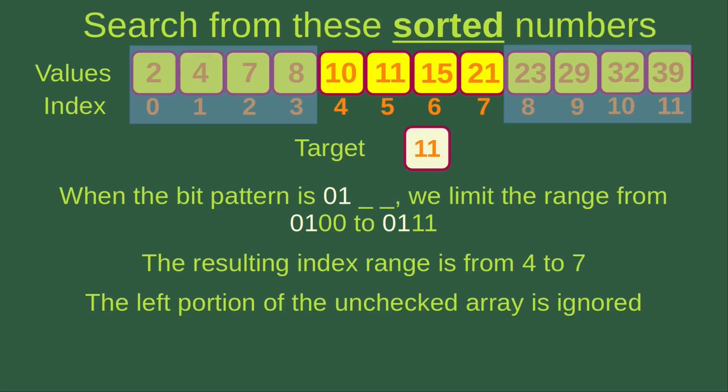When the bit pattern is already shown as 0, 1 together with 2 undetermined bits, we actually limit the range from 0, 1, 0, 0 to 0, 1, 1, 1. That means the resulting index would range from 4 to 7. If we have this range, it means that the left portion of the unchecked array is ignored. That's why I also shade elements with index 0 to index 3.